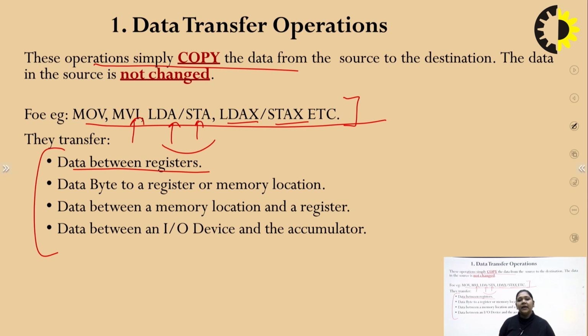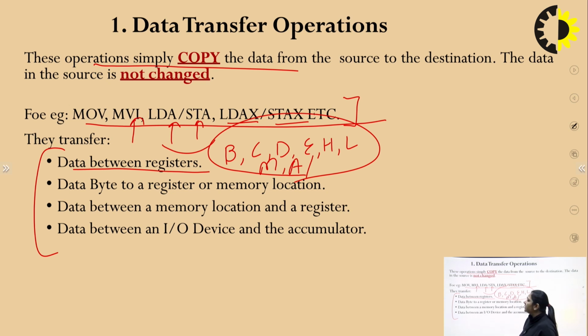But H and L can also be denoted by M, which is the memory pointer, and the accumulator as well. So there are many possibilities to transfer the data: B, C, D, E, H, L. I can use M as the memory pointer as well and the accumulator also. So these are the registers which will be used to transfer the data.